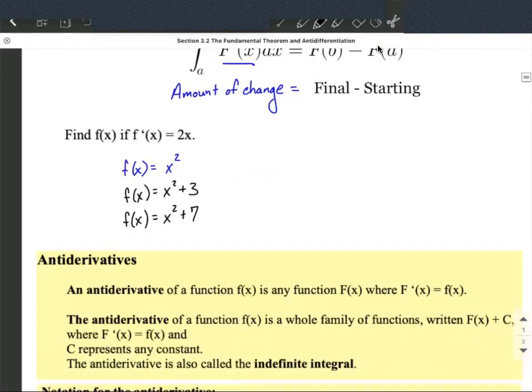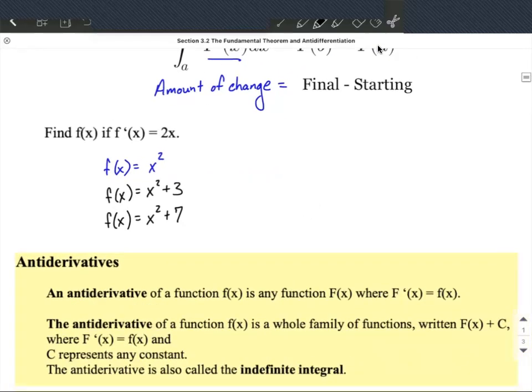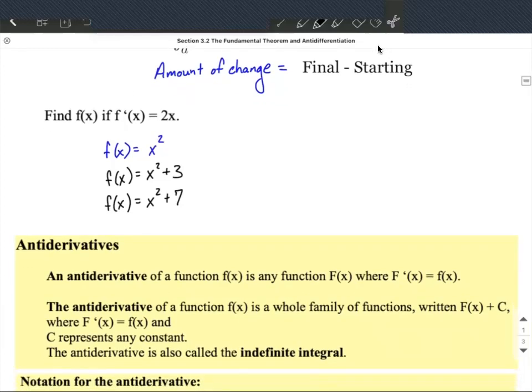So how do we account for this? Each one of these is an antiderivative of f prime of x, because each one of their derivatives works out to be 2x. So it's an antiderivative, but it's not the antiderivative. There's a whole family of functions that all have that same exact derivative of 2x. So to account for all of those, what we're going to do is say plus c at the end. So the antiderivative is going to be when you attach any constant to the end. So we put plus c where c is a constant.